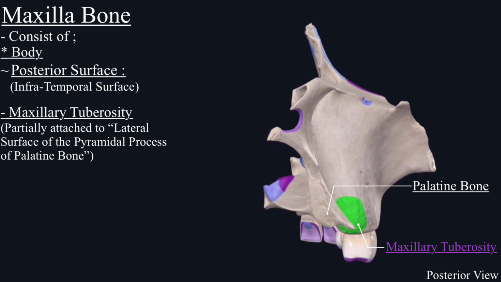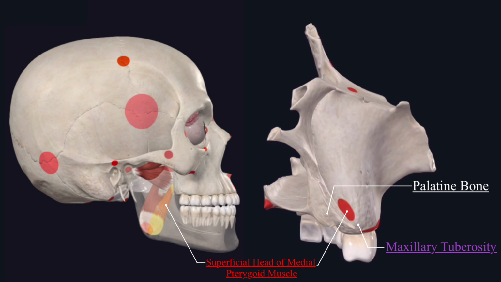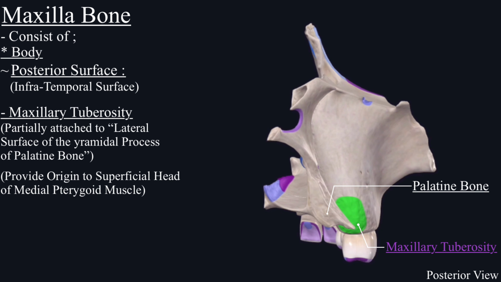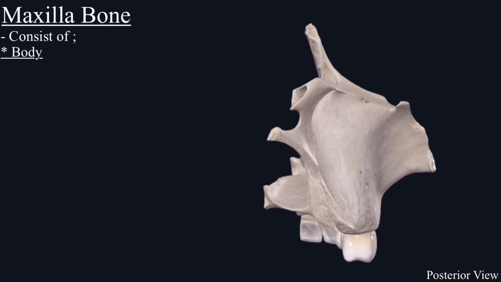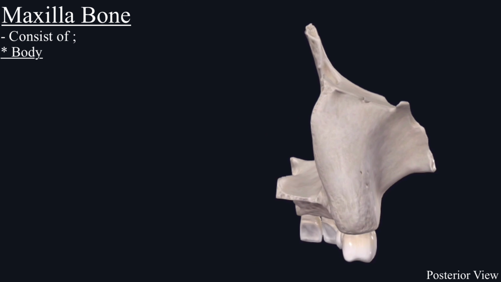That part of the maxillary tuberosity which is not attached to the palatine bone will provide origin to the superficial head of the medial pterygoid muscle. So the maxillary tuberosity has two functions. First, it provides attachment to the palatine bone, and second, it gives origin to the superficial head of the medial pterygoid muscle. That's all about the posterior surface.